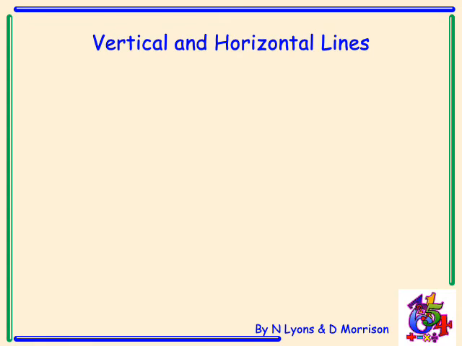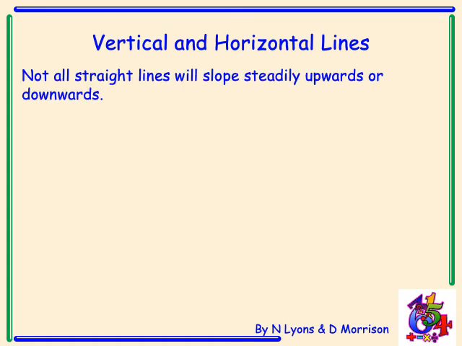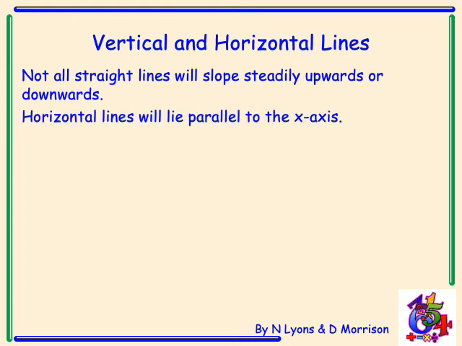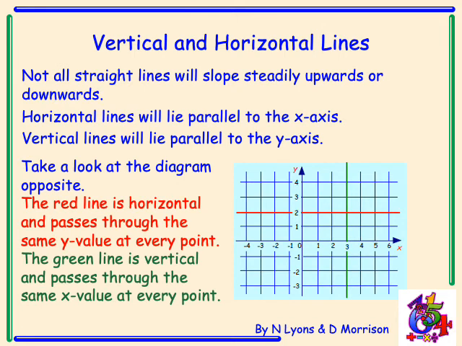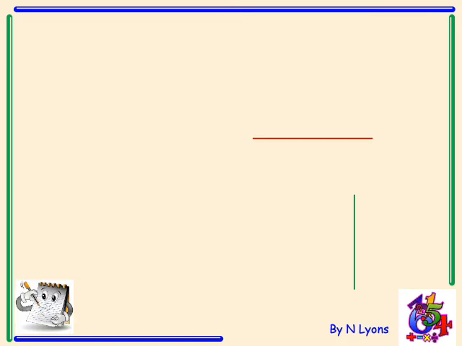Vertical and horizontal lines. Not all straight lines will slope steadily upwards and downwards. Horizontal lines are parallel to the x-axis, where vertical lines are parallel to our y-axis. Here you can see an example of this. Our red line is horizontal and it passes through the same y value at every point. The green line is vertical and it passes through the same x value at every point.